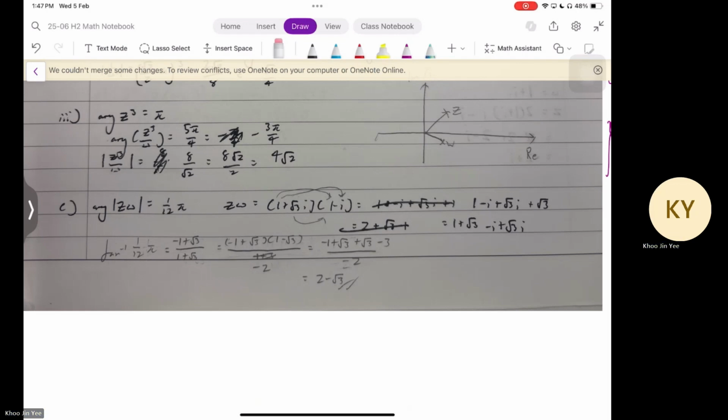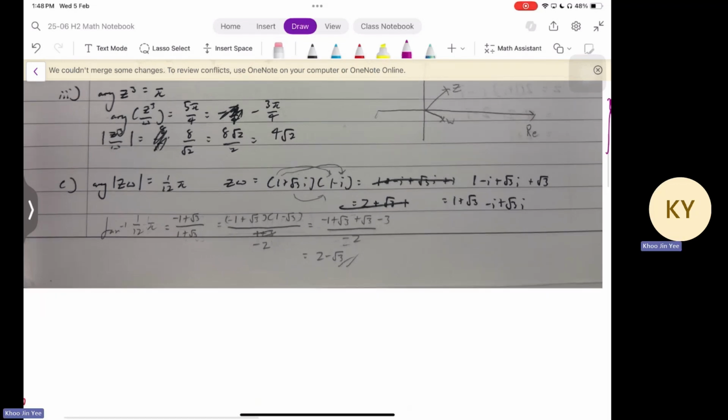So first, find the argument of ZW. How do you get 1 over 12 pi? It's not given, right? But Z and W are given, correct? Argument of ZW is argument of Z plus argument of W. So argument of Z is what? Pi over something. Okay, something like that. Next, find that one in Cartesian form. So this one is done.